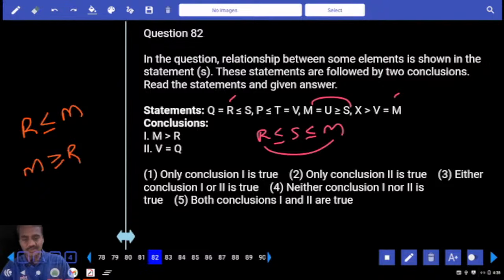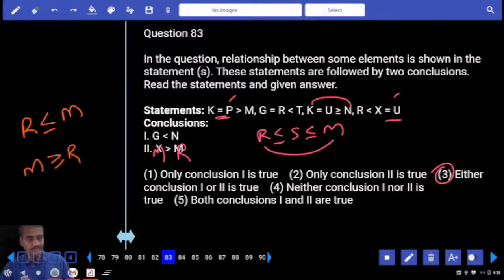Now M greater than R, and at the same time Q and R are one and the same. In the place of Q you can write it as R, and M and V are one and the same. M is either greater or equal, either 1 or 2. Choice 3, question number 82.